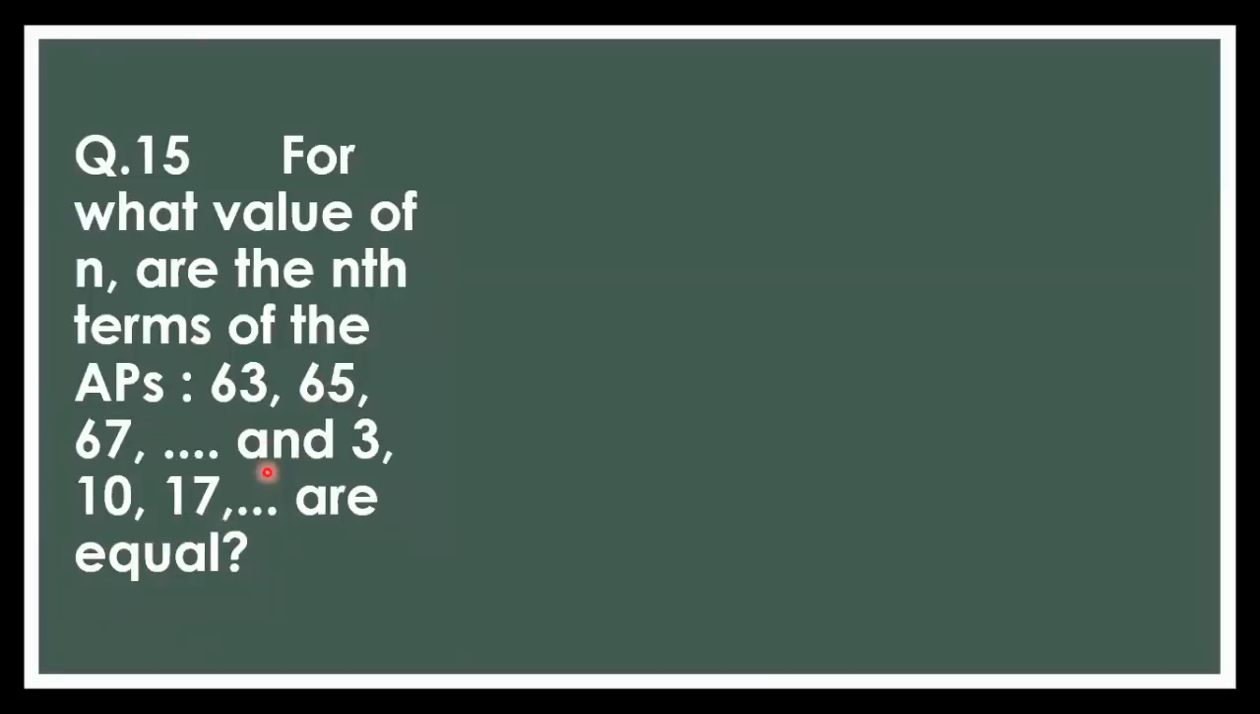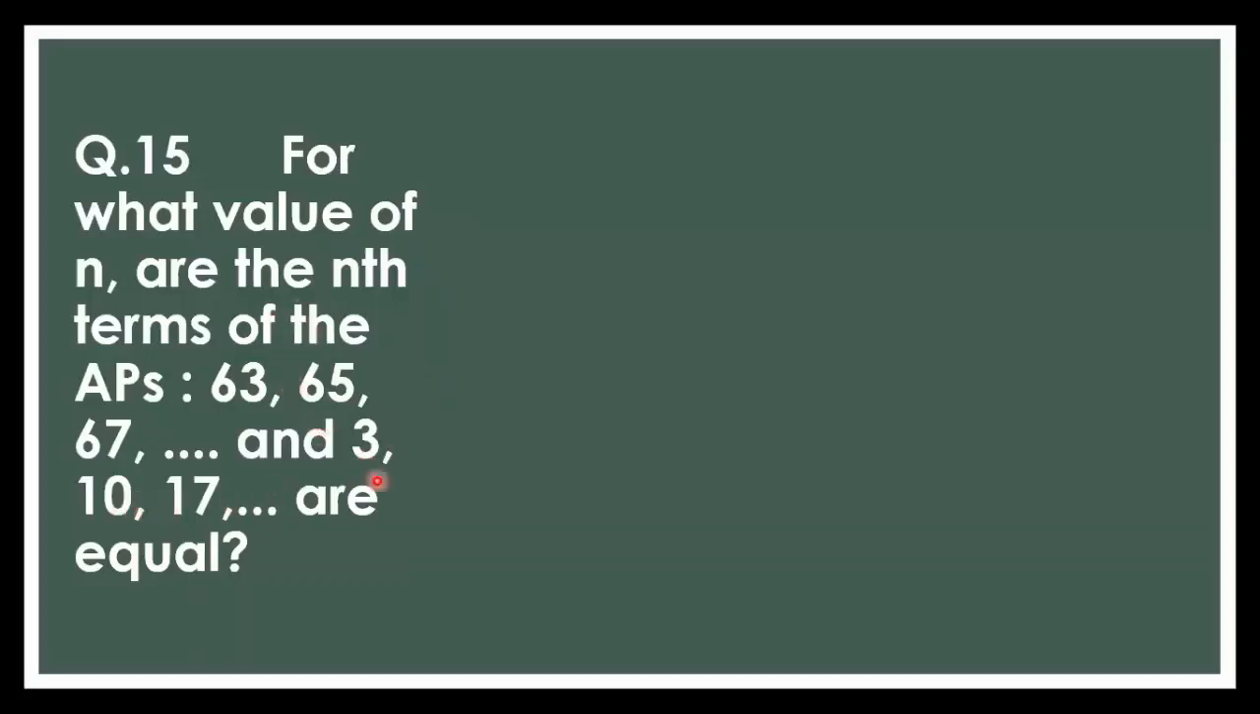Am I clear? The nth term of AP 63, 65, 67 and 3, 10, 17, both are equal, they said. So in the series 63, 65, 67, what is the A value? 63, ma'am. What is the D value? 65 minus 63, 2. Next, in this series, what is the A value? 3. D value? 7.